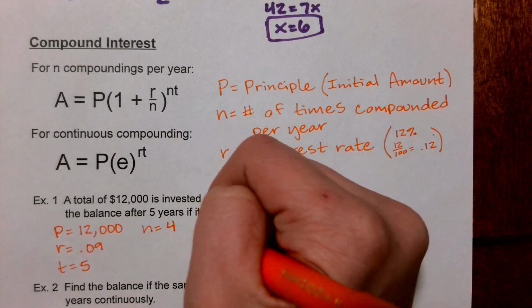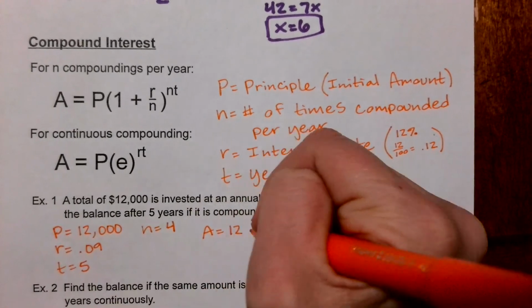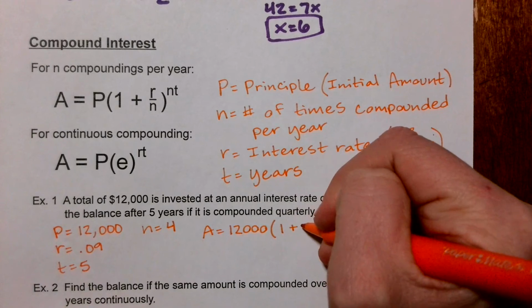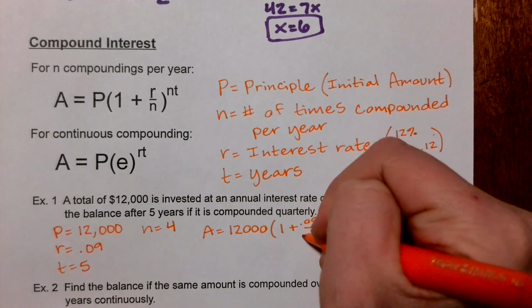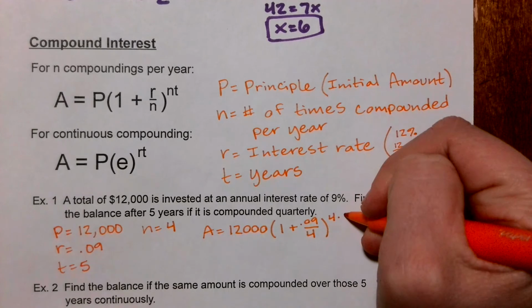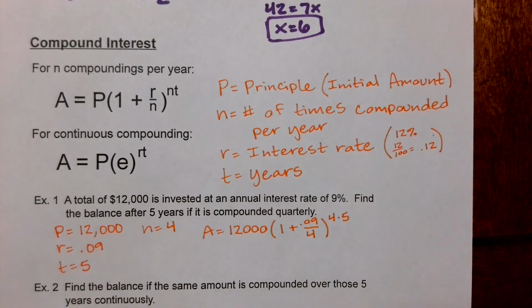So whenever we go to plug in all of those values, we've got our principal, 1 plus our rate, 0.09, over the amount of times compounded, and our 4 times the amount of time. Notice that this exponent is the amount of times that it's compounded, because if it's compounded 4 times per year for 5 years, it ends up being compounded 20 times. So that will end up being the amount of times that you are compounding it.